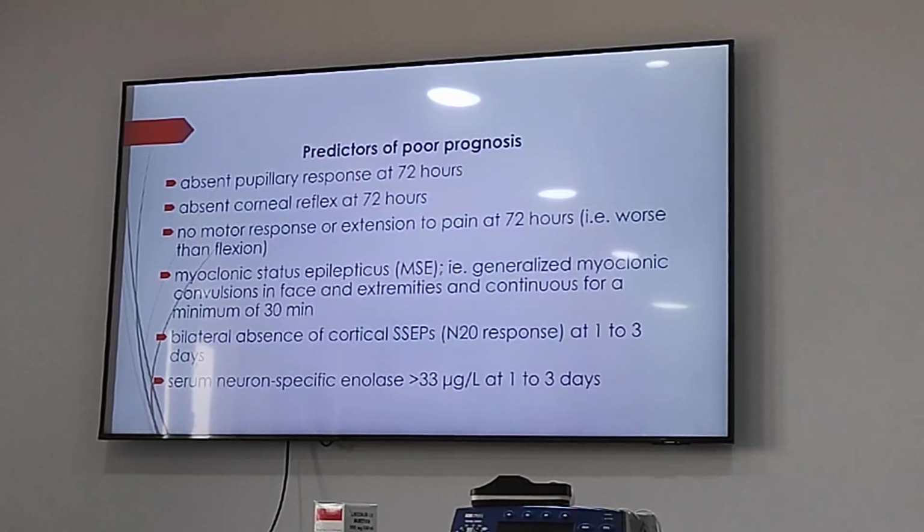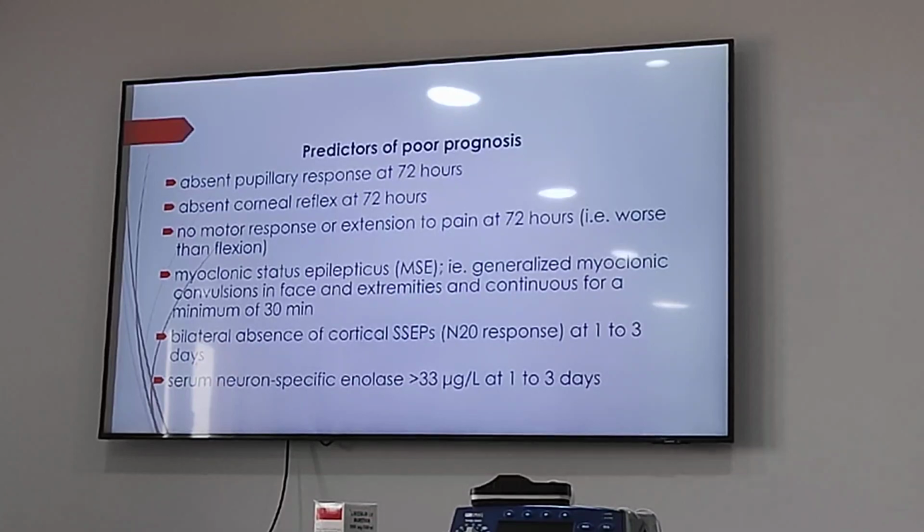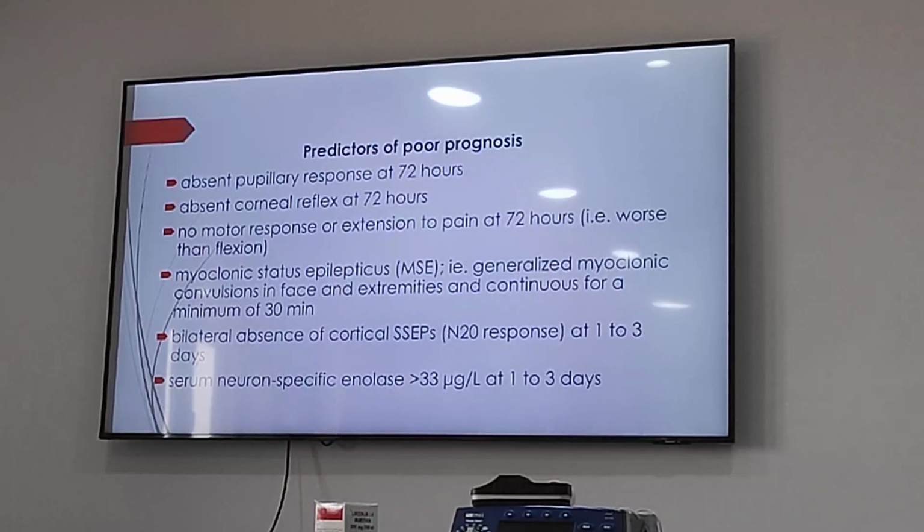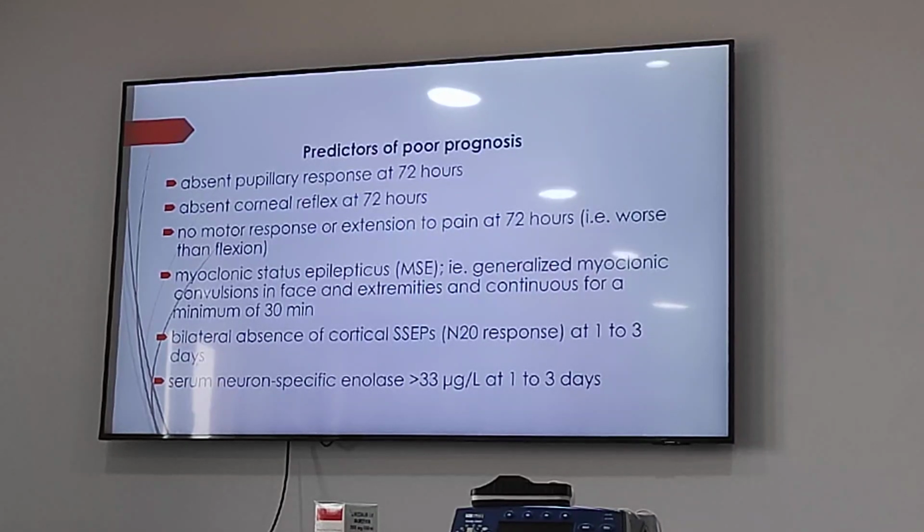So there are some predictors of poor prognosis. For example, in 72 hours, okay, you've done your TTM. In 72 hours, there is no pupillary response or there is no corneal reflex. These are again markers of poor prognosis. There is no motor response or there is an extension to pain at 72 hours. So this is what we say for 3 days.